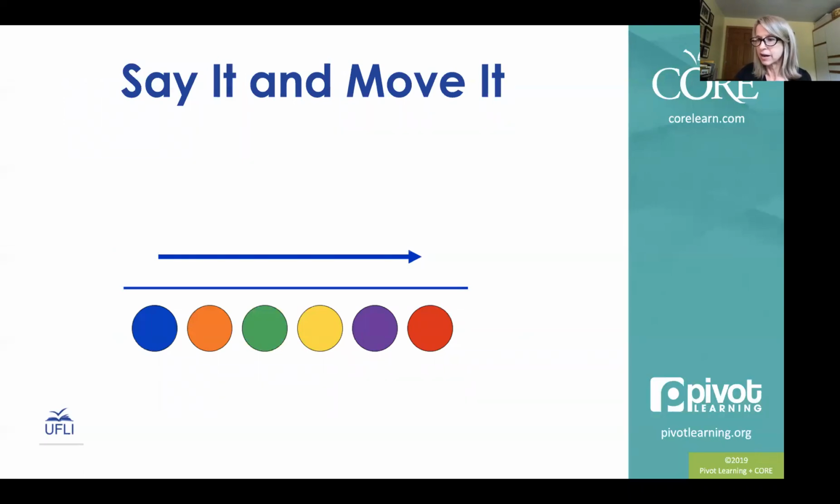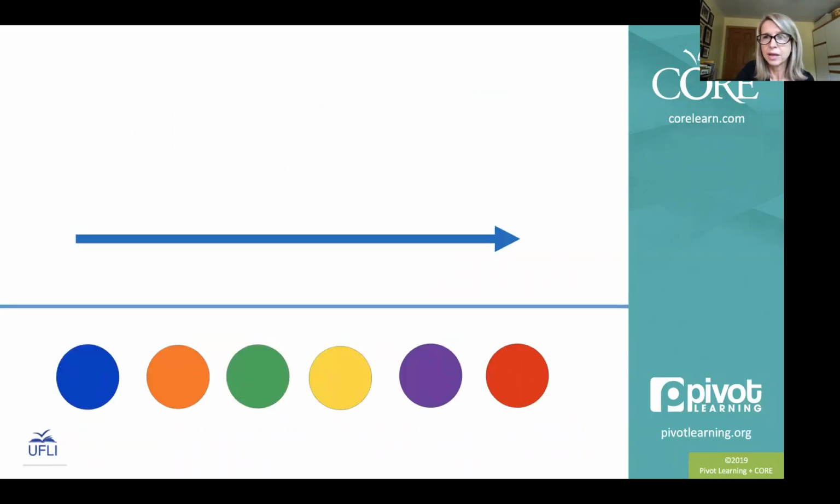The UFLI site has a really wonderful template for a say it and move it activity to work on phoneme segmentation. I know a lot of you have used this activity in your classroom. So when you download it, you'll get a slide that looks just like this. And if you display the slide in your normal setting for PowerPoint, you'll be able to complete the same task that I just did for phoneme segmentation, but actually be able to pick up and drag each of these colored circles to represent a sound in a word.